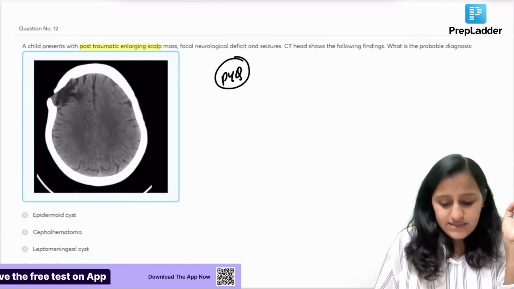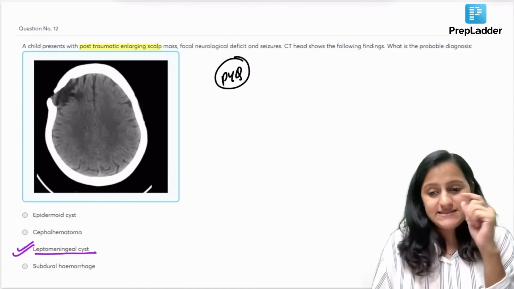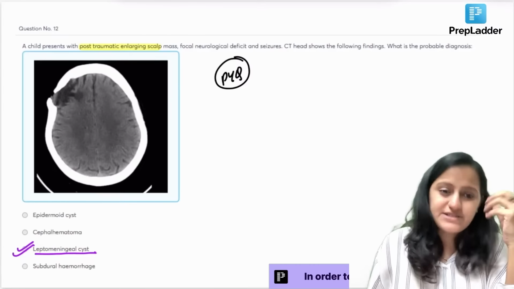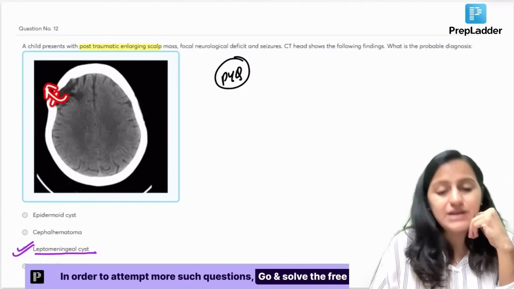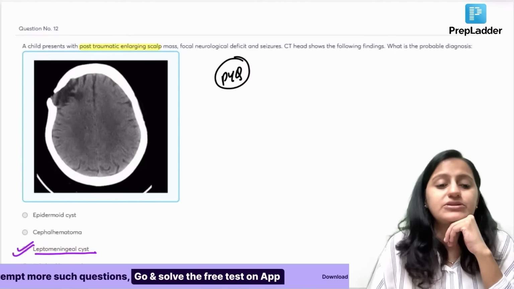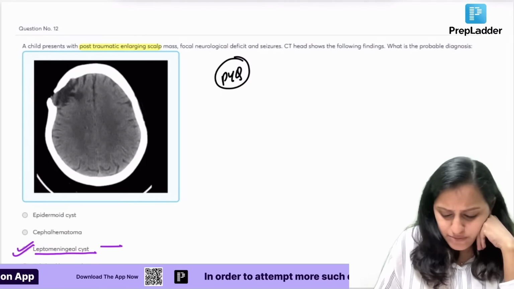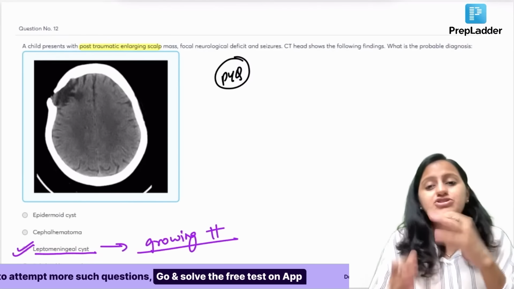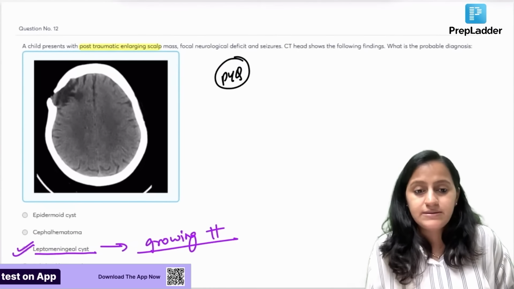So that is the classical history in leptomeningeal cyst, right? After trauma, an enlarging scalp mass appears. You are doing CT or MR. You see a gap and the brain trying to herniate out there. So that is leptomeningeal cyst. Is this clear with everyone? Leptomeningeal cyst. This is also called a growing fracture, right? The bone is separating. That is also called a growing fracture.